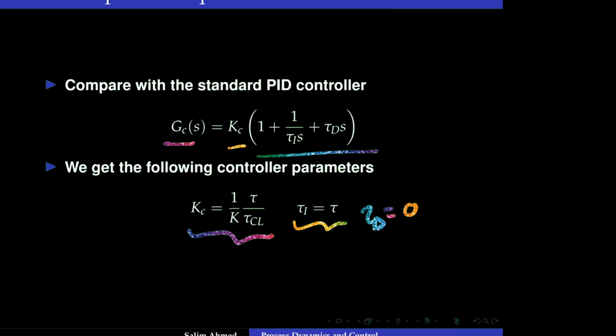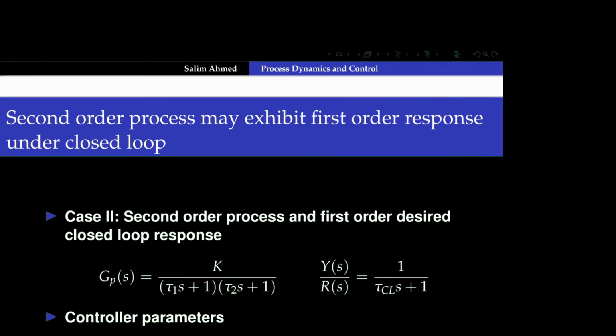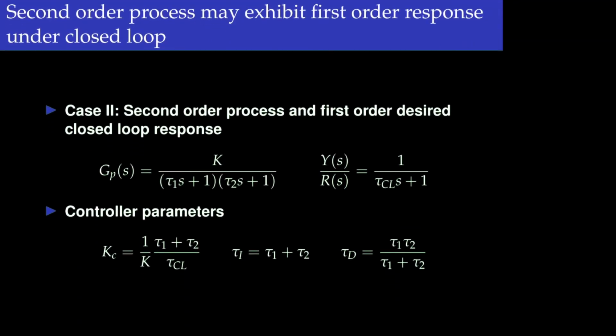Now let's look at the case when you have a second order process and we want a first order closed loop response. If we do the same analysis, we end up getting these values for this PID controller. We need a PID controller for that, with the parameters Kc equals 1 over K times tau 1 plus tau 2 over tau cl, tau I equals tau 1 plus tau 2, and tau D equals tau 1 tau 2 over tau 1 plus tau 2.